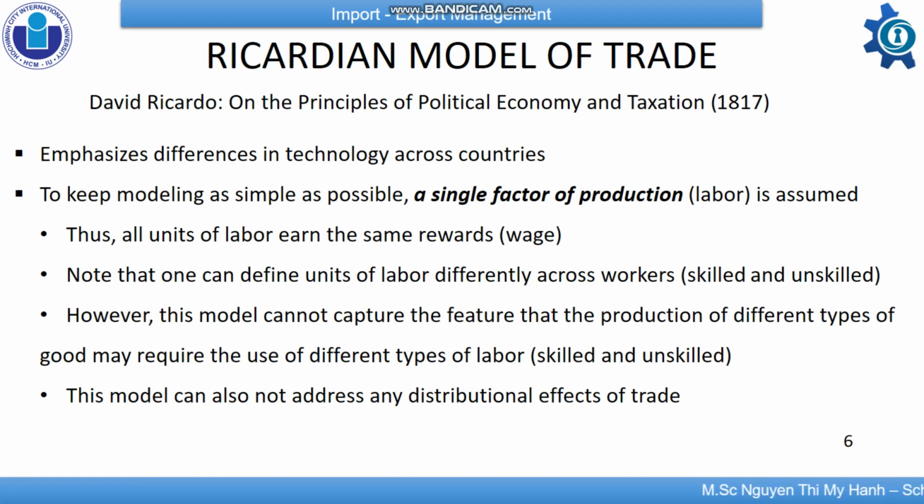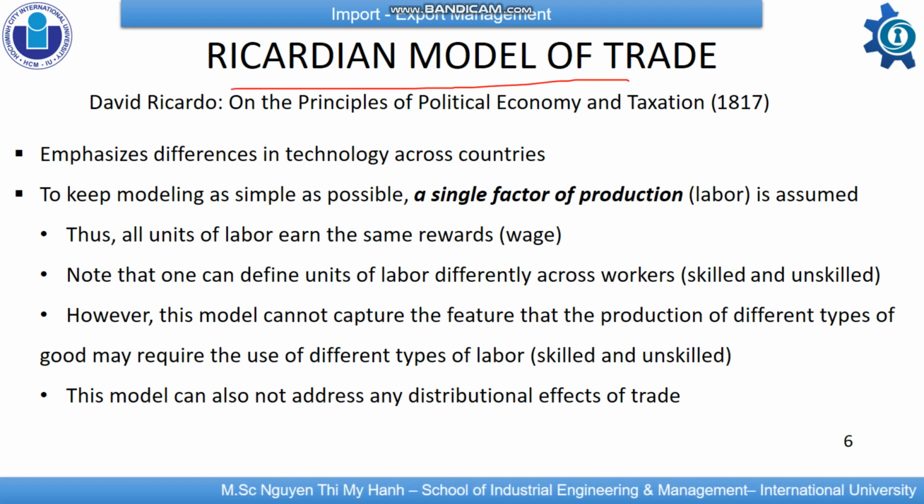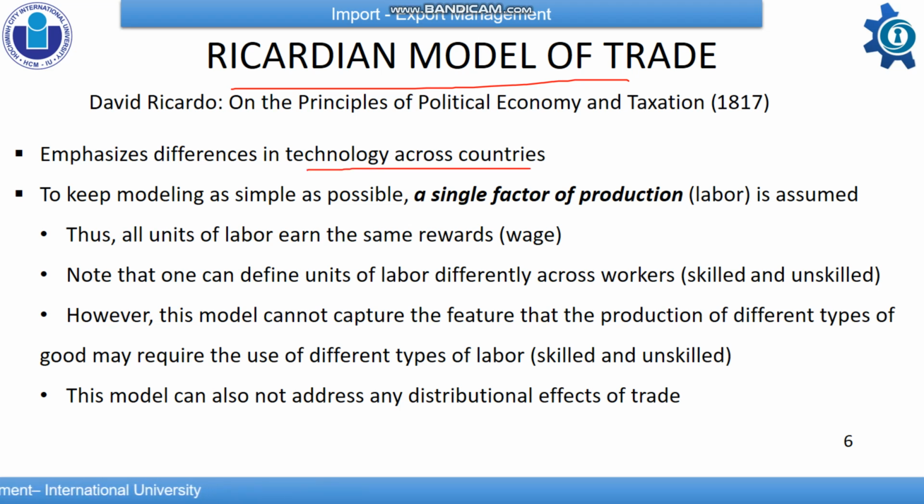Okay, so now we will see what the Ricardian model is about. The Ricardian model of trade emphasizes the differences in technology across countries. To keep this model as simple as possible, we just consider one factor of production, that is labor. All units of labor will earn the same reward, the same wage. The wage is the same for all units of labor.